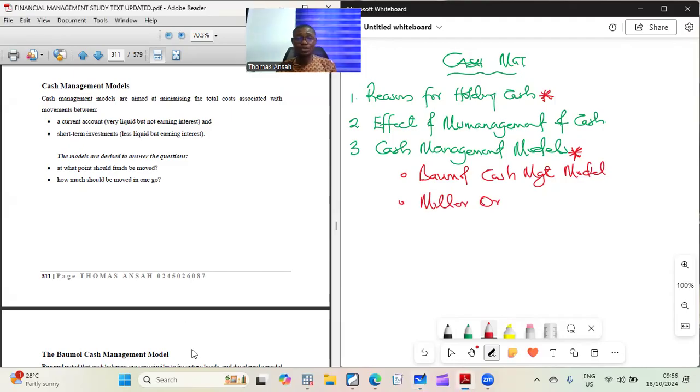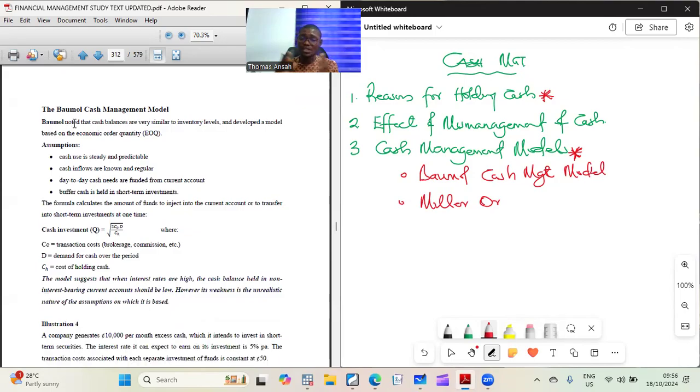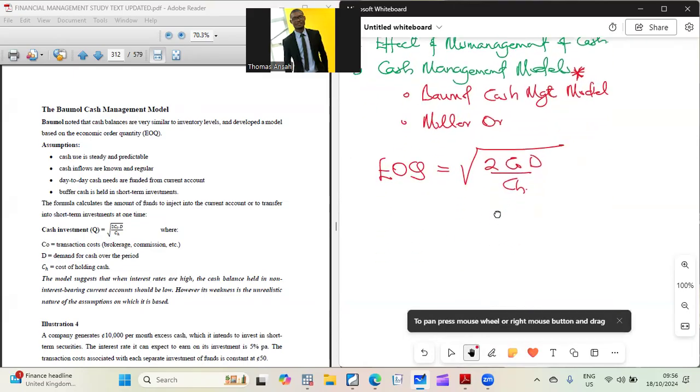Now, the Baumol model is just like the way we used to do the inventory. Here it's just like the inventory thing where you need to do an EOQ. The EOQ here has a different meaning, so you need to get the different meaning of it. You do your EOQ as we used to do the same analysis, the square root of 2CoD over Ch. But here the variables have different meanings.